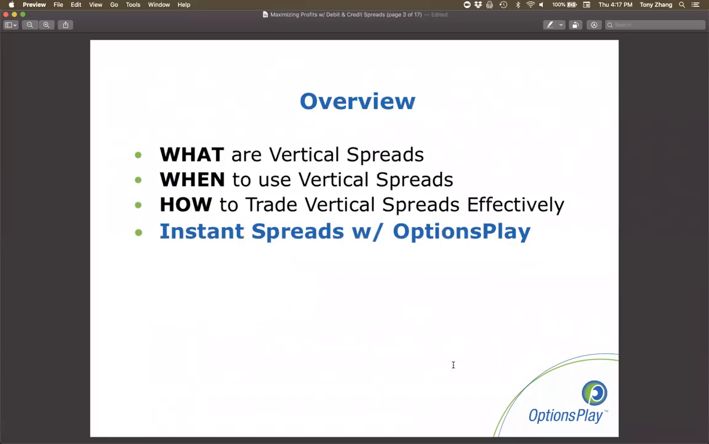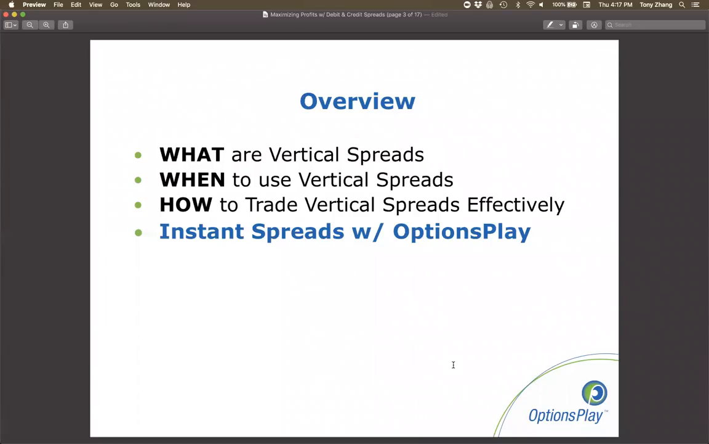So with that, I just want to go ahead and get started. I want to talk about, first of all, what are vertical spreads. For those of you that are brand new, the reason that we trade a lot of vertical spreads here at Options Play is because vertical spreads all have limited risk and limited reward, which means that we can plan out our trades really well. But most importantly, what that means is that when our trades don't work out the way we expect them to, we have limited risk. And that's really one of the key reasons why we use vertical spreads.